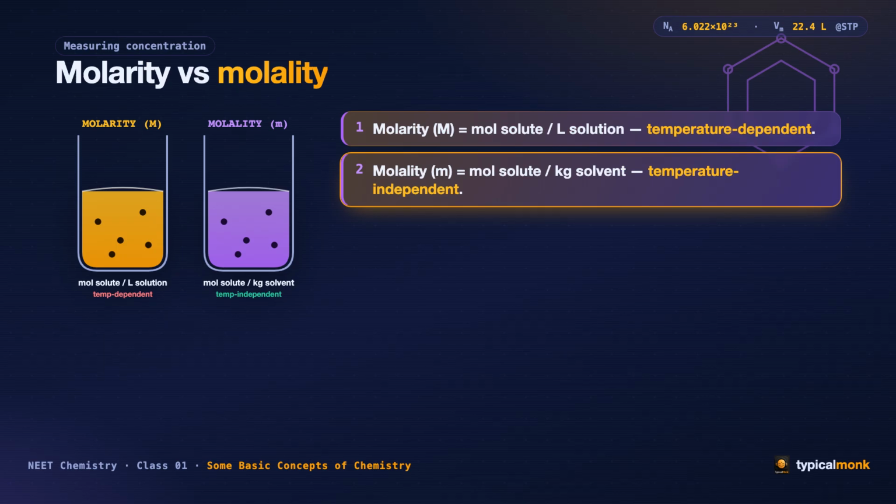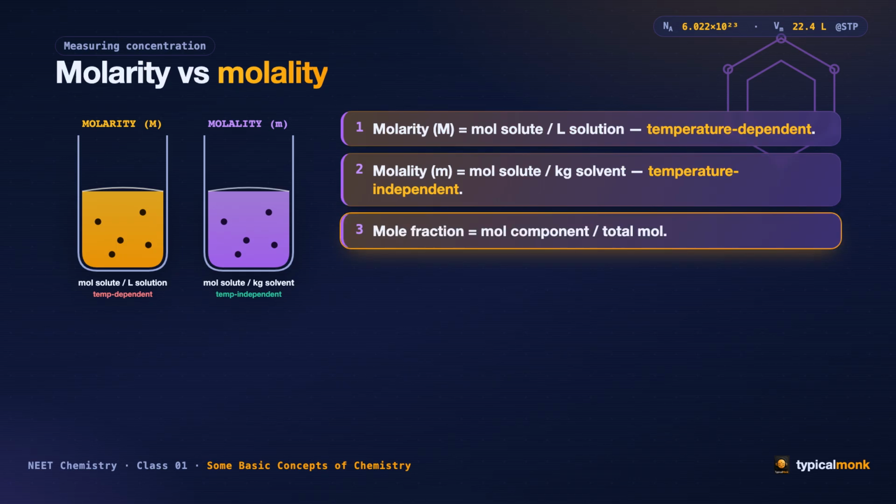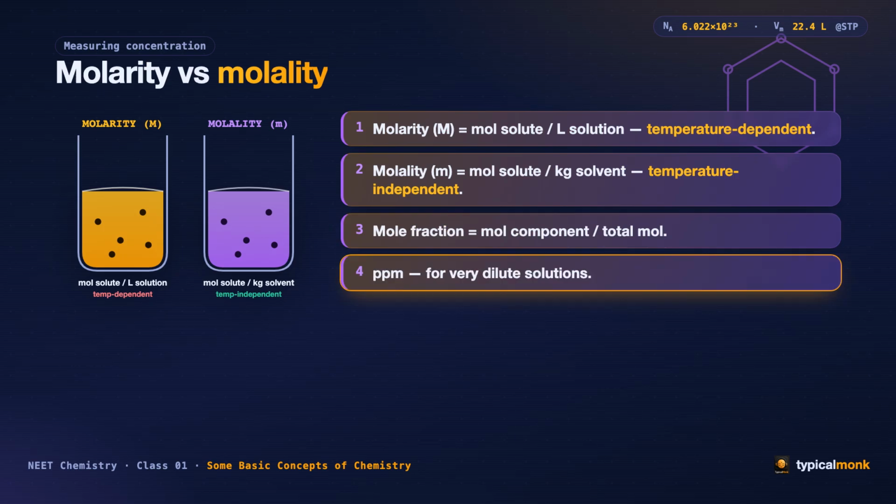And here is its quiet strength. It is built on mass, and mass never changes with heating. John once asked, why do we even need 2 units? This is why: when temperature varies, molality stands firm while molarity drifts. Third, the mole fraction. The moles of one component divided by the total moles of all components. A pure ratio, no units at all. And fourth, parts per million, for very, very dilute solutions, like a trace of a substance dissolved in a tank of water. When the amount is tiny, we count it in parts per million.